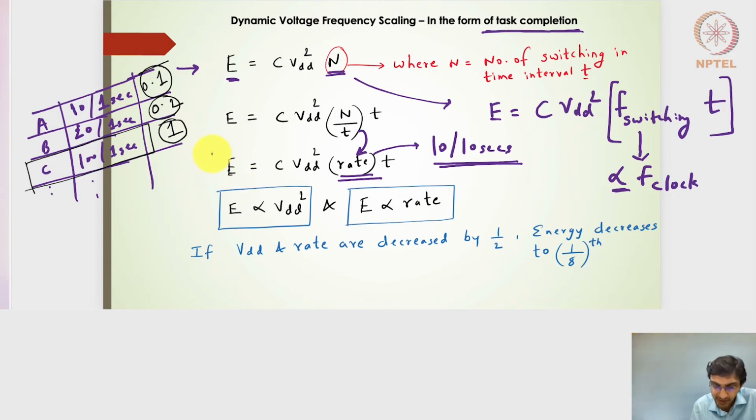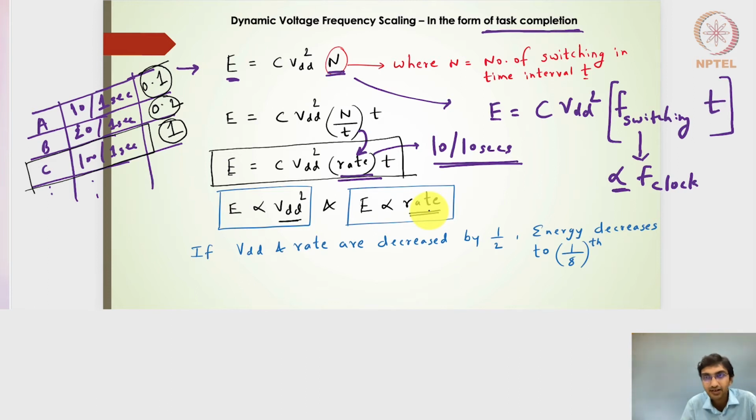Right. So in this particular term of energy, you can notice that it is a function of VDD, the rail voltage, and it is a function of the rate. Remember that the rate is nothing but the number of switchings per unit time, and it is a function of F switching, because N is defined as the product of F switching and T. And F switching is related to the F clock, so the rate is dependent on the clock frequency.